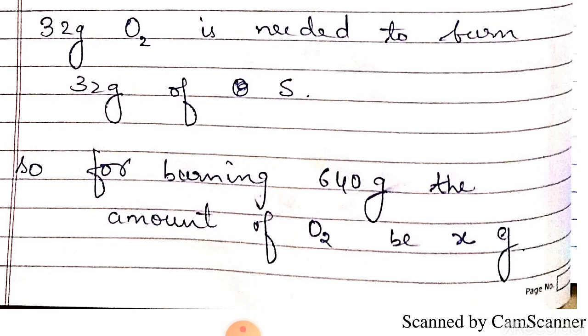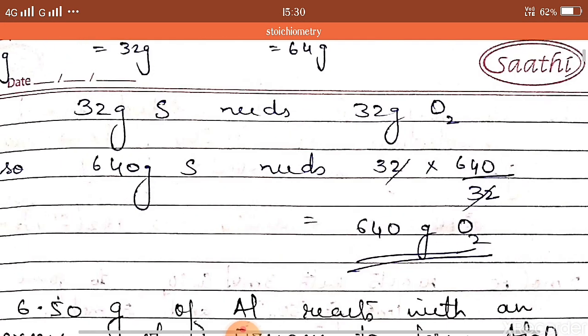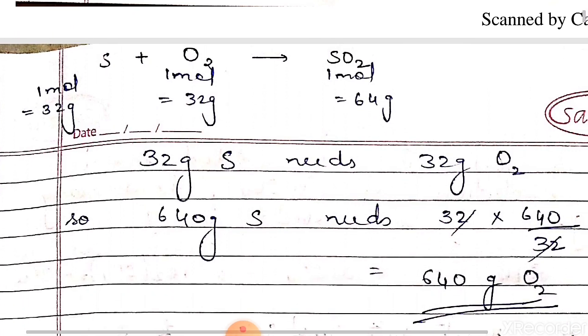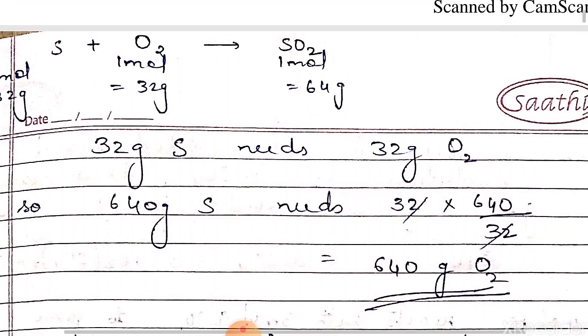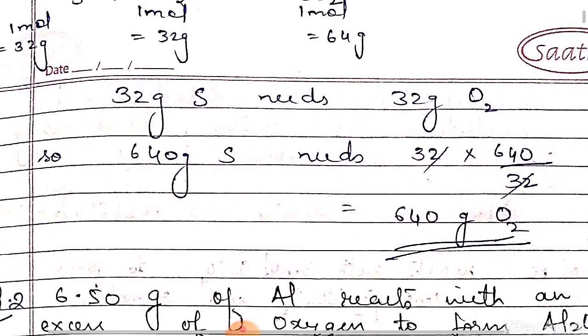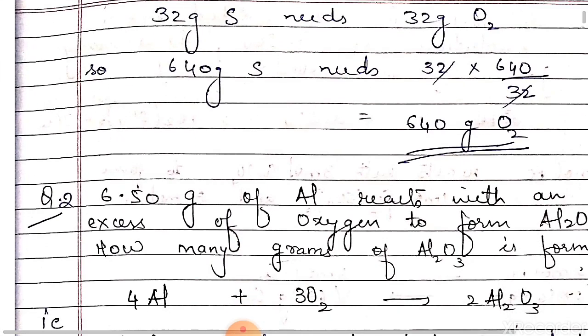So if you have 32 gram sulfur, you require 32 gram oxygen. So 640 gram of sulfur requires X gram of oxygen. Now what is that X? Let's see. 1 mole of sulfur is 32 gram, 1 mole oxygen 32 gram, 1 mole SO2 64 gram. So 32 gram S needs 32 gram O2. So 640 gram S will need how many gram of O2? 32 into 640 divided by 32, that is 640 gram of O2. So from one amount you can find the quantity of the other substance. So that is stoichiometry.